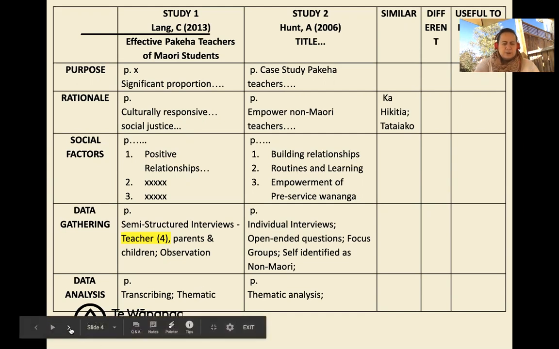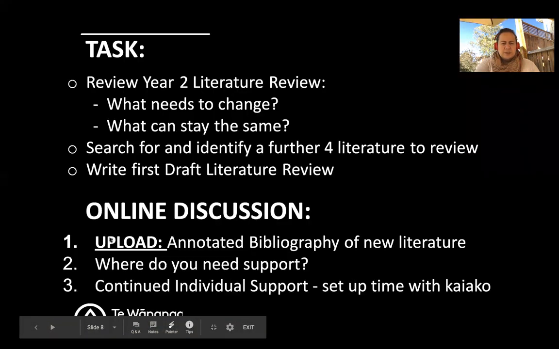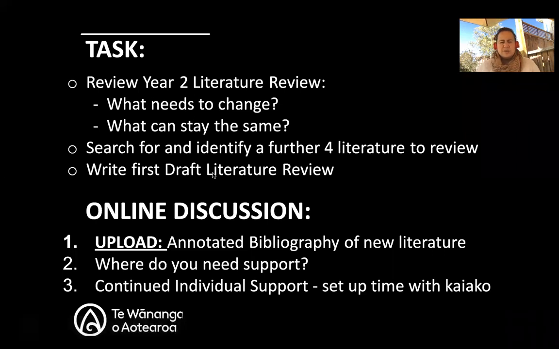So now that we've gone and looked at that one, what needs to change, what can stay the same? The easy thing is if your kaupapa has changed, don't look at it. If it's the same, then look at it. Search for and identify further literature. And so again, now you know what to do. Once you've got it, do the table. In the table, you can start writing, or you can start first by even identifying what the themes are, and then you can start writing.